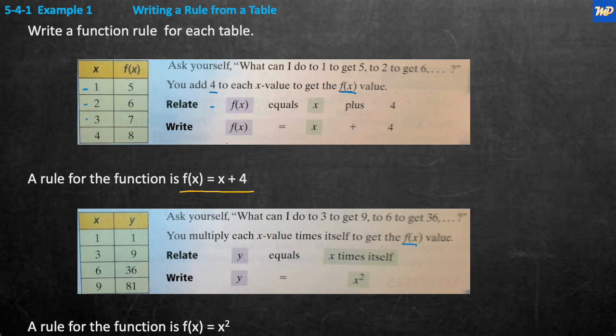Right? So f of x, it says f of x values, but here they have y's, but it doesn't matter. Y equals x times itself. Y equals x squared. And there's our answer. The rule for the function is f of x equals x squared right there. I'll try to underline it. f of x equals x squared. Okay? There we wrote our function rules.